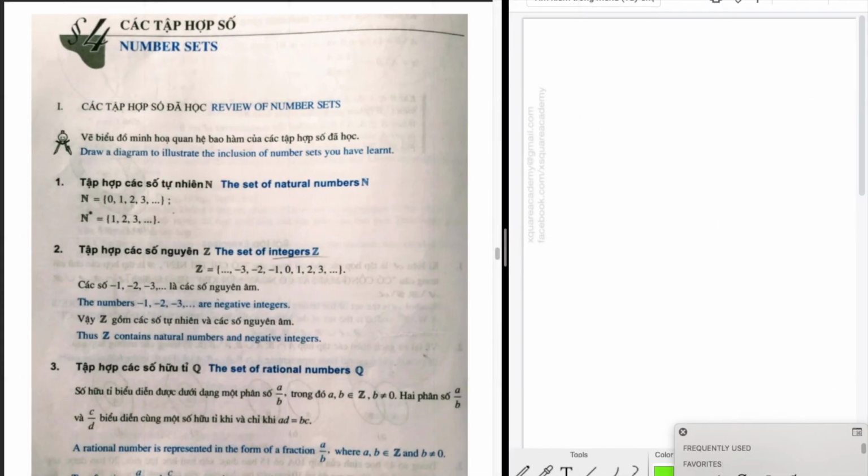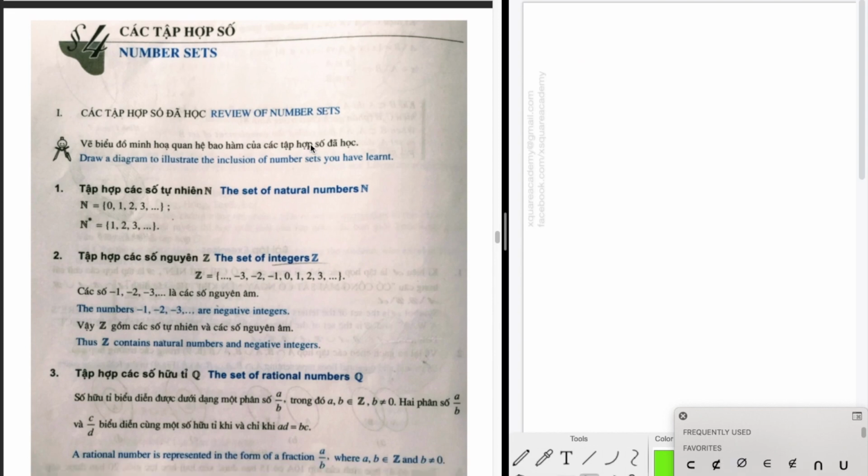In private lessons, I often mention natural numbers, real numbers, or rational numbers. In this lesson, we will learn about those sets. Lesson 4, number sets. Firstly, we review the number sets which we have already learned in earlier grades.